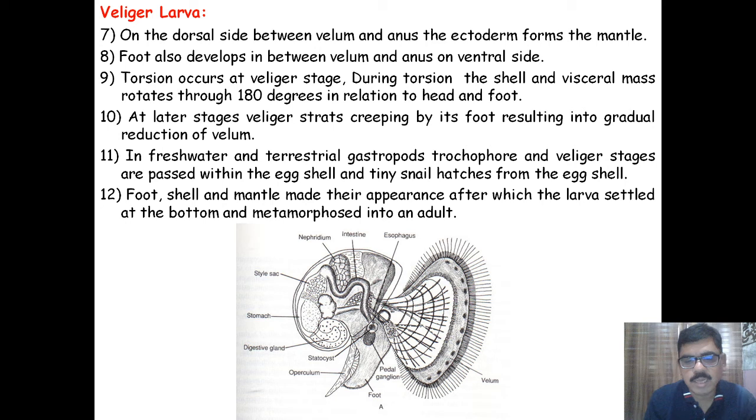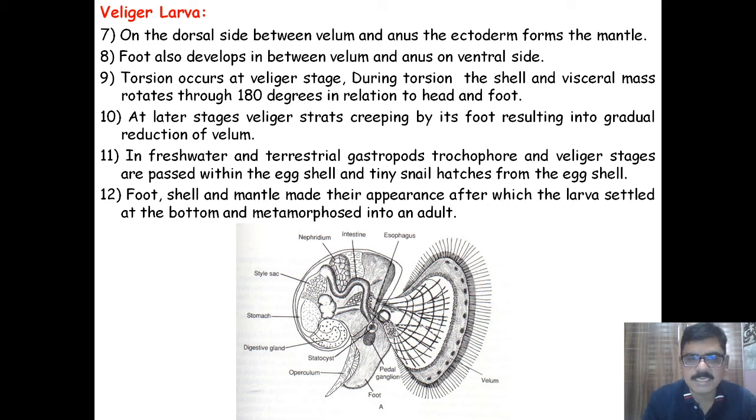And the foot also develops between the velum and anus on the ventral side. Means on the ventral side, the foot is developed in between velum and anus, and on the dorsal side, in between velum and anus, there is a formation of the mantle. Then this larva undergoes torsion, during which the shell and the visceral mass rotate through 180 degrees in relation to head and the foot.